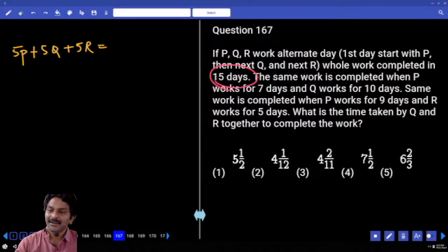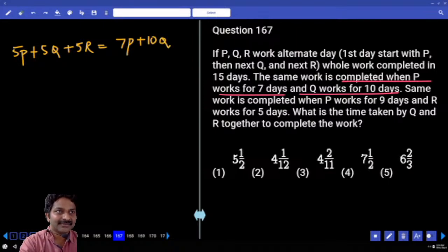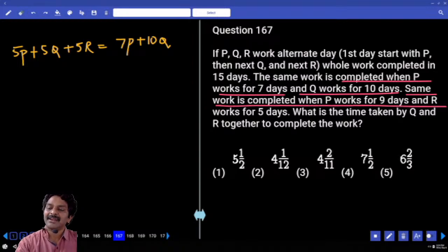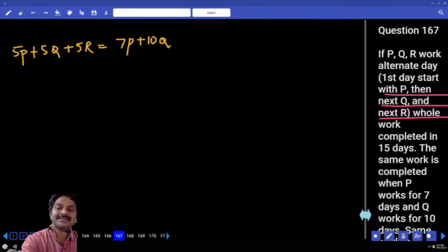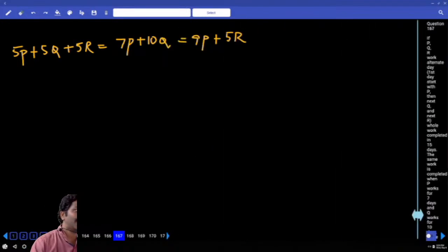Agreed? Continue. The same work is done by P in 7 days, and Q worked for 10 days. They completed the work. That is also the total work. The same work is completed by P working for 9 days and R working for 5 days. Now the question is to identify in how many days Q and R together can complete the work.